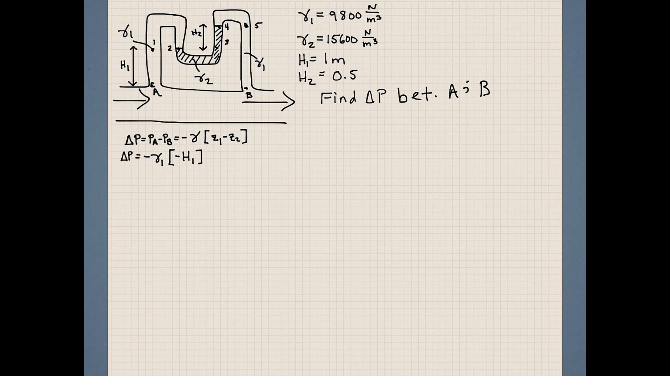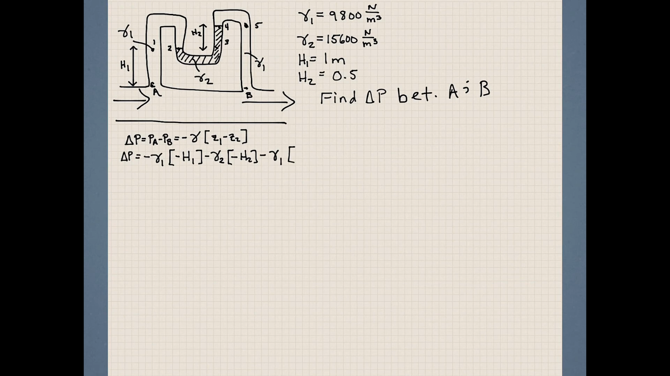So let's go ahead and write that. So we have gamma 2, and it's traversing a height that is lower, so we're starting off at a lower point. So this is going to be negative h2. Okay. The next point we have, again, is a fluid gamma 1. So I'll go ahead and write that, minus gamma 1.